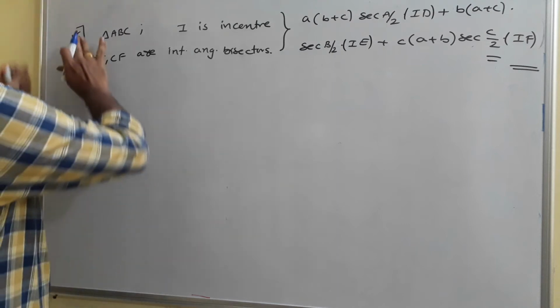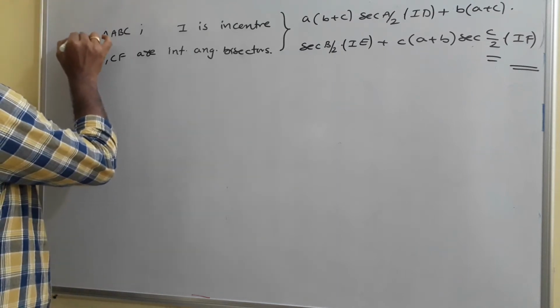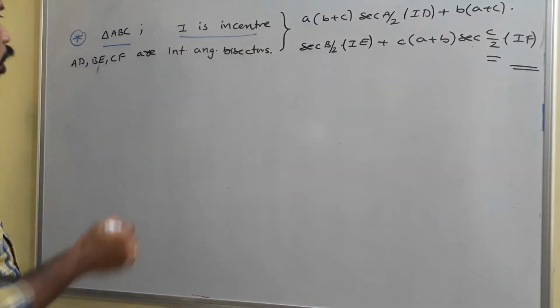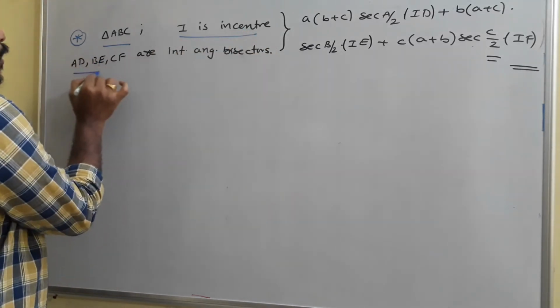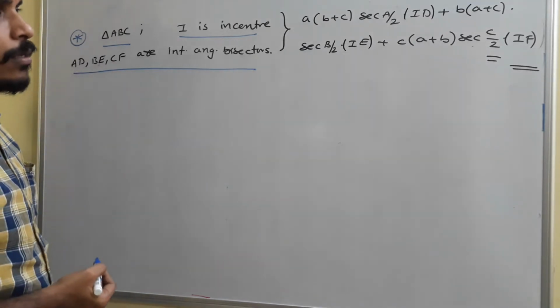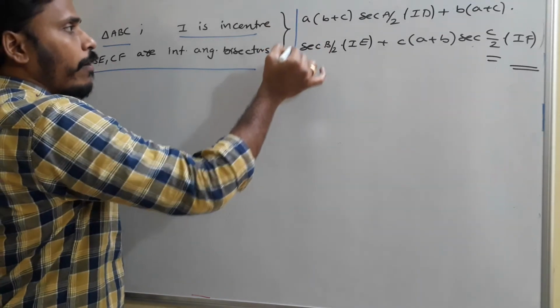Related to triangle ABC, I is the incenter of the triangle. Also given that AD, BE, CF are internal angular bisectors. And now we need to find this particular value.